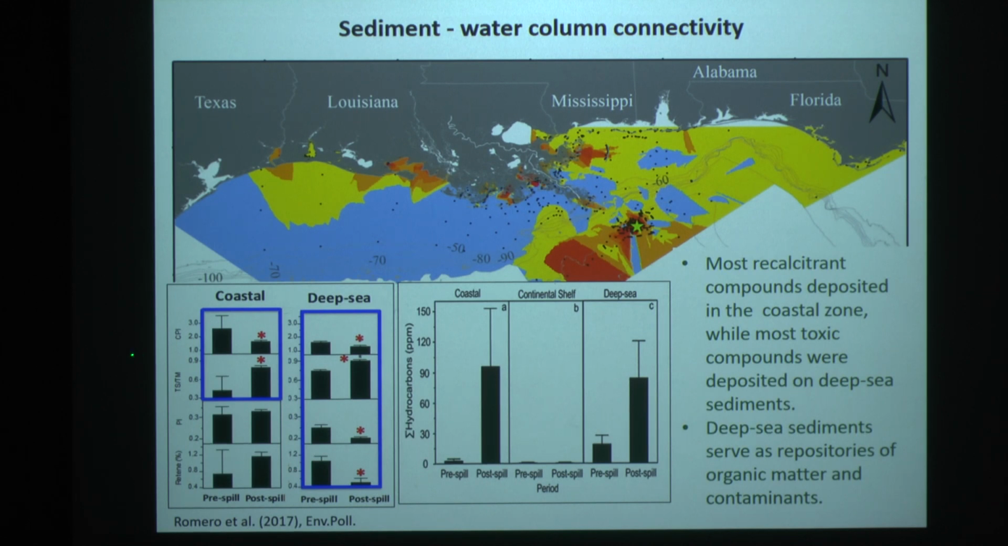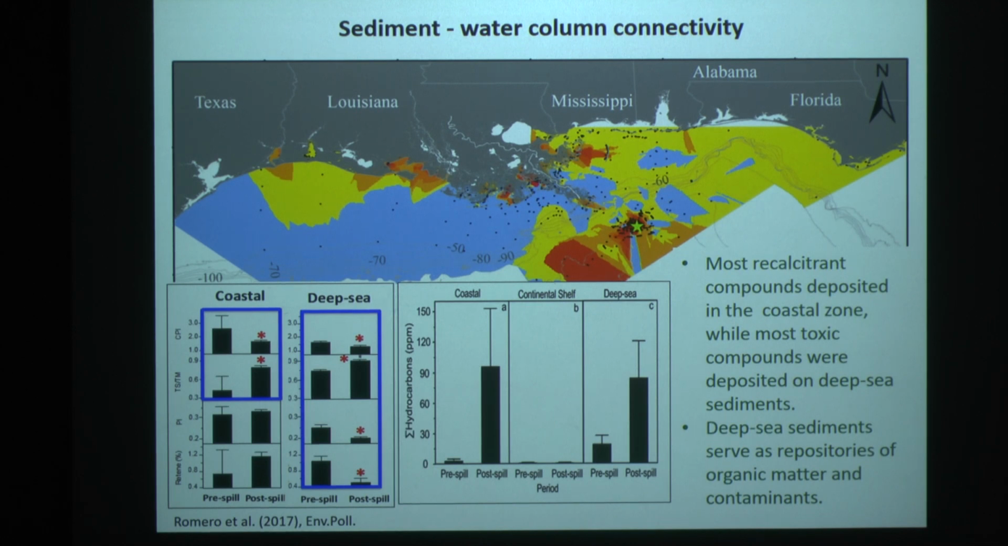These are ratios that we calculated, and we compared the different areas. Here is shown the concentration of all those organic molecules on the surface of the sediments, and we compare the surface and the layer before, in order to compare before and after the spill for each of the zones. So in general, what we found is that the most recalcitrant, heavier organic compounds were deposited on the coastal areas, and the more toxic were deposited at the deep sea.